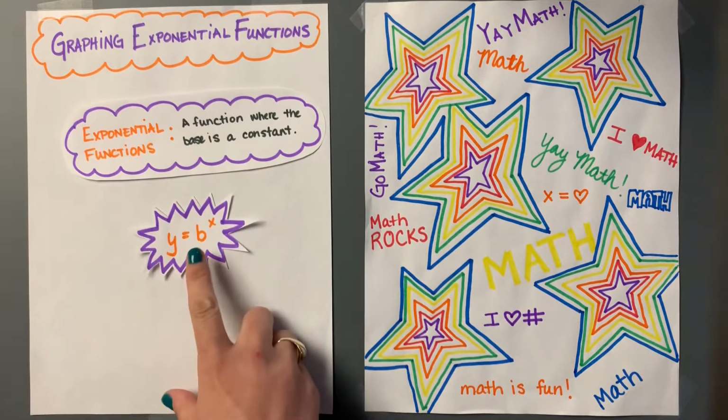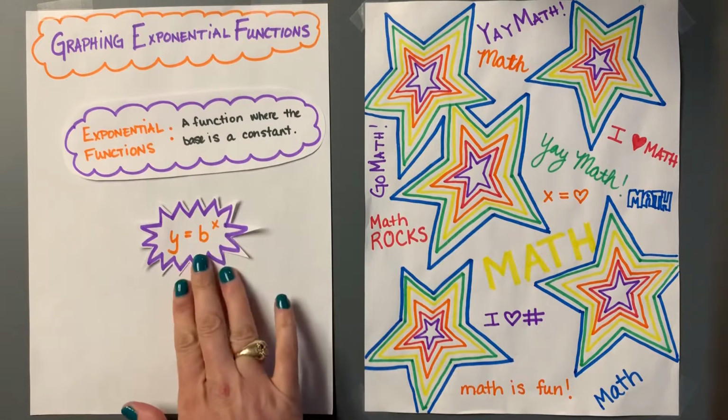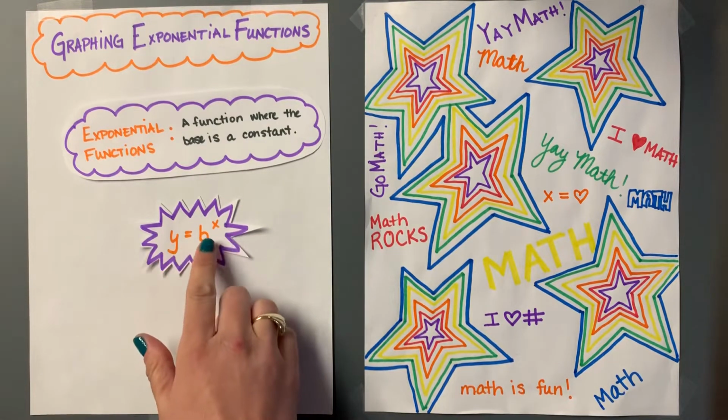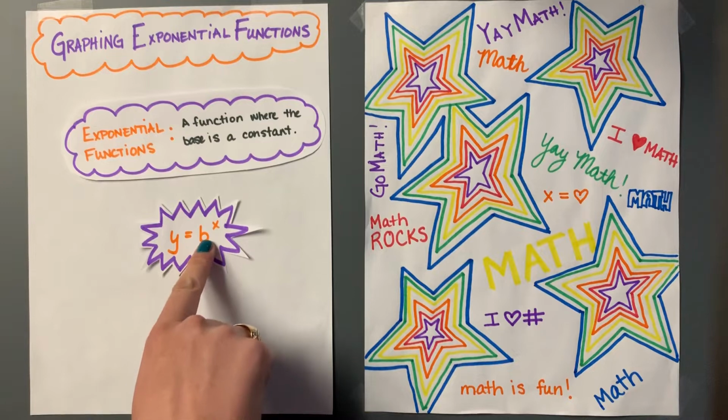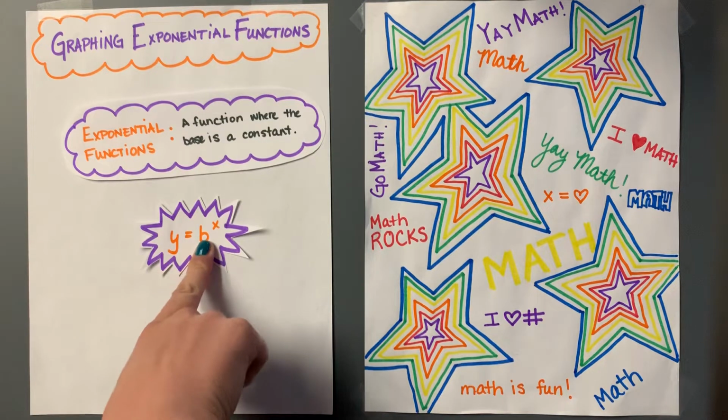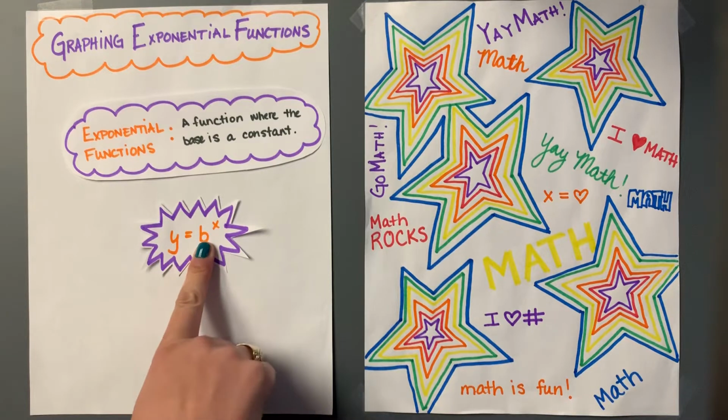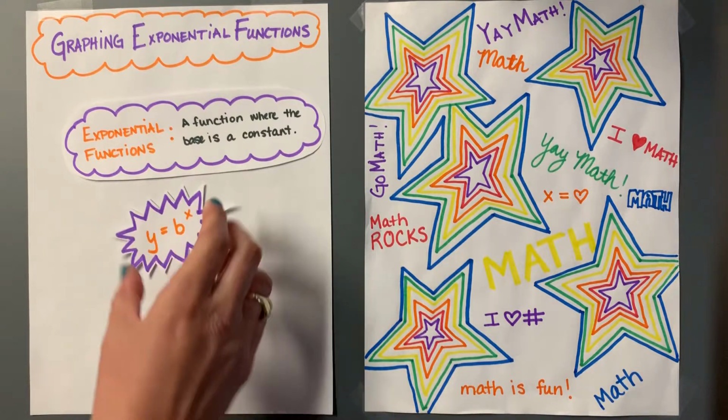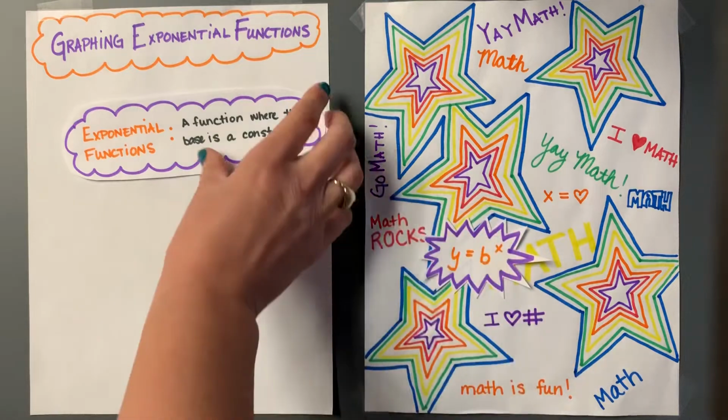So here is an example of our most basic exponential function. y is equal to b to the x. In this case, b is a constant. It's a positive value, so it's greater than 0 and not equal to 1. So this is an exponential function.